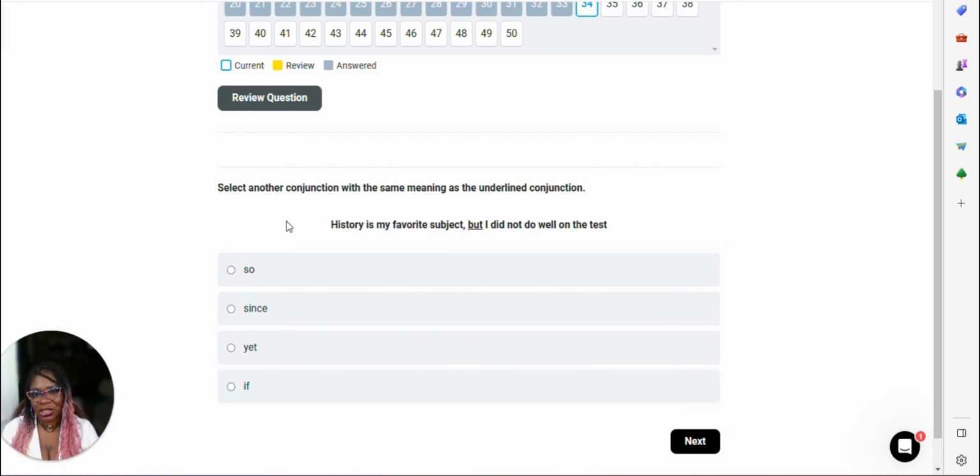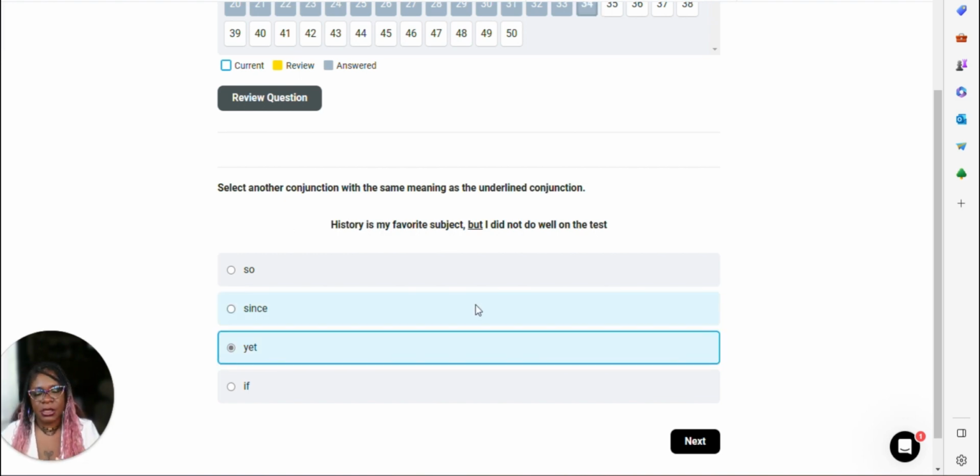So the next question is going to be, select another conjunction with the same meaning as the underlined conjunction. "History is my favorite subject, but I did not do well on the test." Okay? Is it so? Is it since? Is it yet? Or is it if? All right, so the answer for this one is going to be yet. And that is because but and yet have the same meaning in this sentence. It would mean the exact same thing whether you took one word out and exchanged it for the other, okay? So keep that one in mind, definitely.